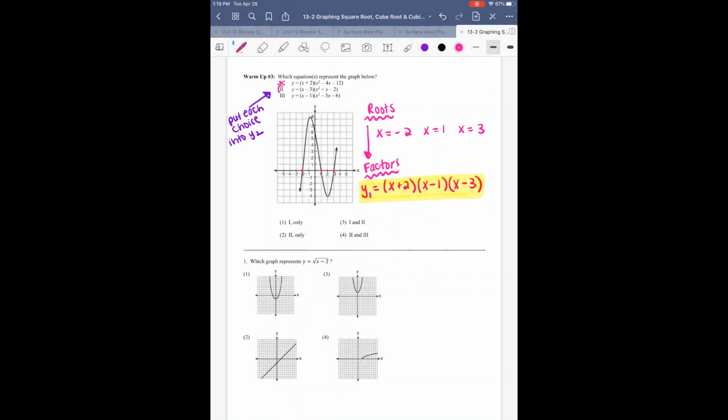So we have choice 2 so far. Okay, so that only eliminates choice 1. So I have to, and choice 3. I have to check out if number 3 is going to be an exact match. Let's check it out.